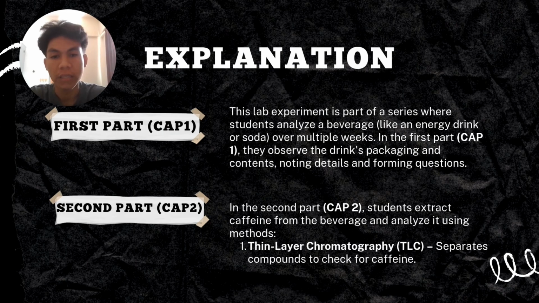Next, for the explanation, the first part is where a student analyzes a beverage like coffee over multiple weeks. In the first part, step 1, they observe the drink packaging and content, noting details and forming questions. In the second part, students extract caffeine from the beverage and analyze it using methods like thin layer chromatography, which will separate the compound for caffeine.